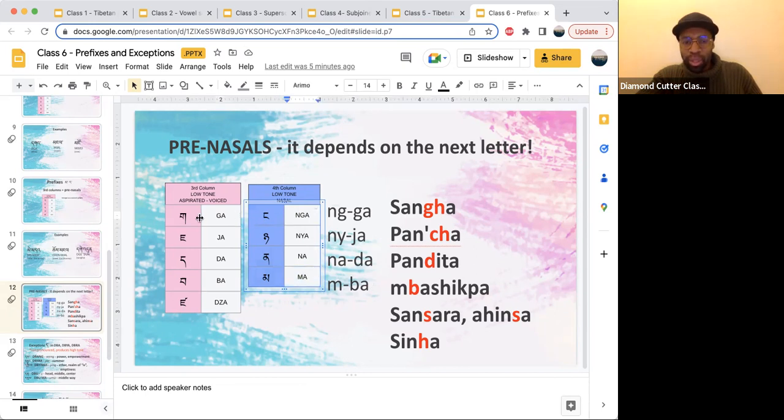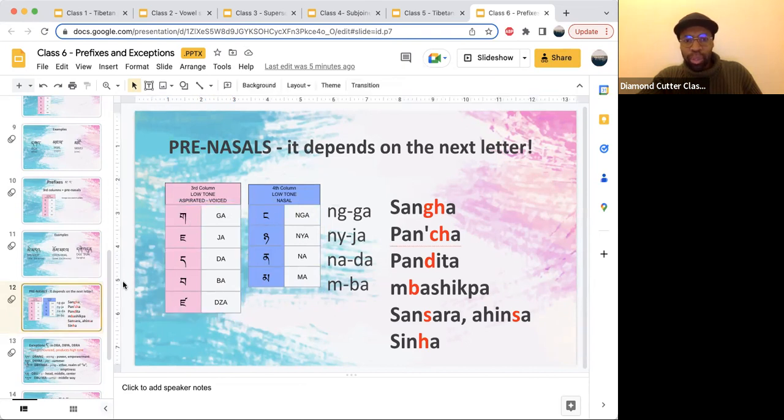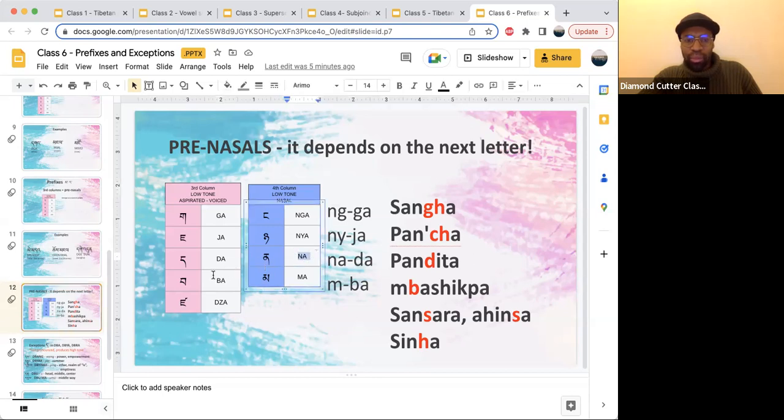These correspond with a specific row because of the part of the mouth it comes from. So basically, if it's a GA, ka, you're supposed to say ng before it. If it's a JA, cha, you're supposed to say nya before it. If it's a DA, ta, you're supposed to say na before it. If it's a BA, pa, you're supposed to say ma before it.